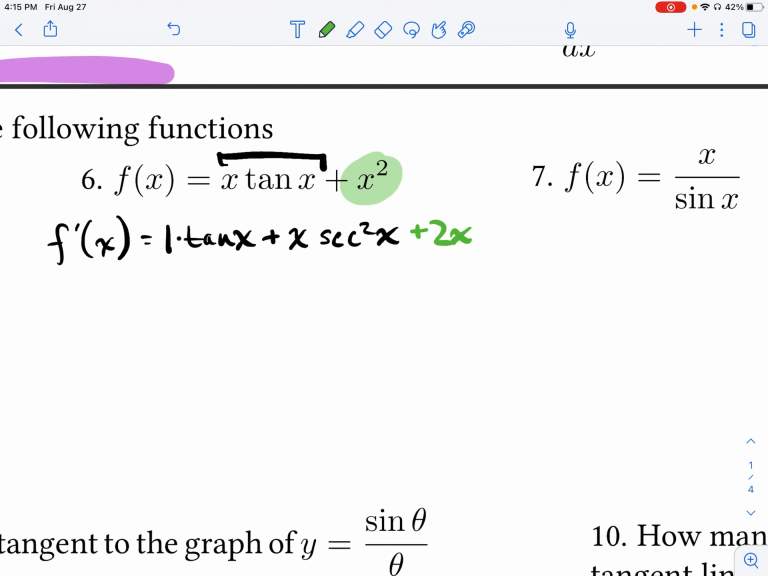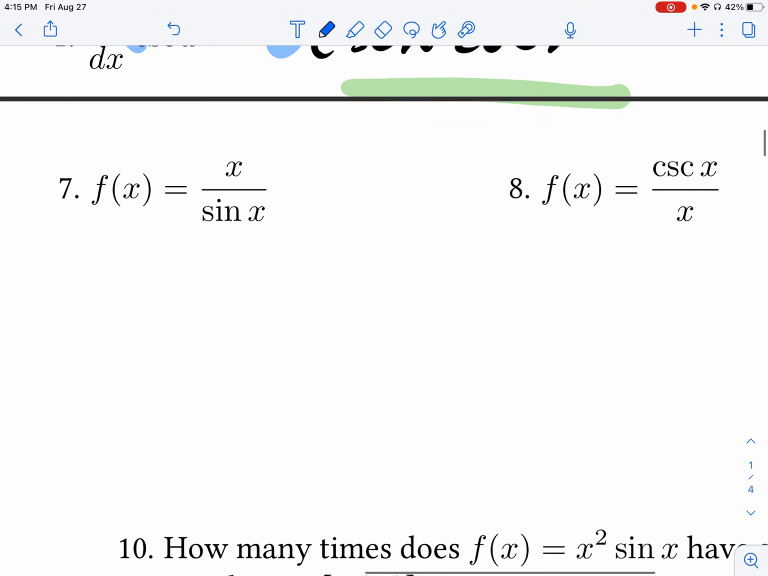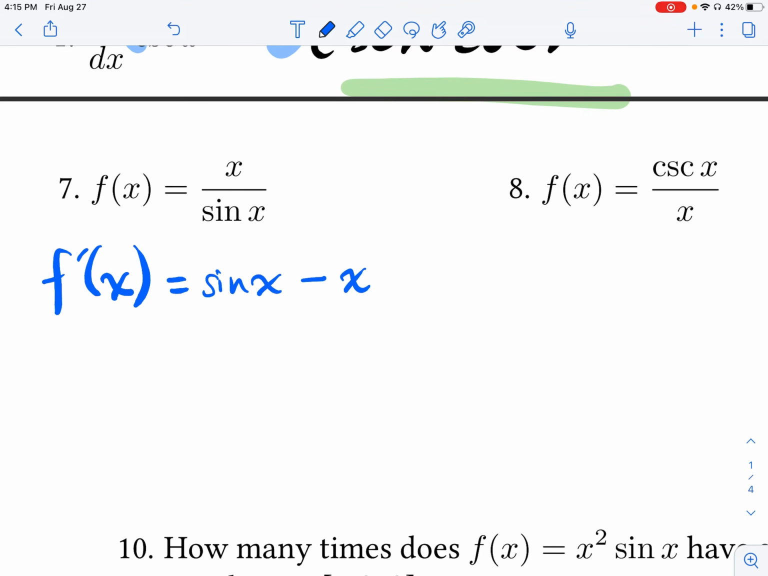And let me try one more. Let's try number 7. Let's find the derivative of this. This was one that involves the quotient rule. So we're going to say the derivative of the numerator, which is 1, times the denominator, so that's just sine x, minus the numerator times the derivative of the denominator, which is cosine x. And all of this is over sine squared x.